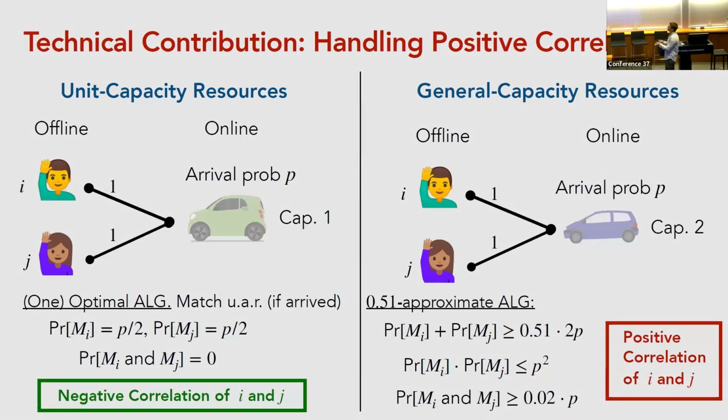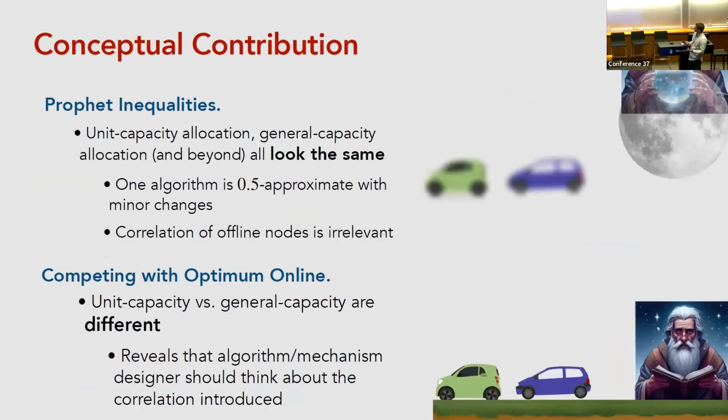And interestingly, half is exactly the threshold where you need to have some positive correlation in order to say something for general capacities. So this brings me to what I view as the conceptual contribution of this work. When we think about what was known for this problem from the prophet inequality standpoint, you can get 1/2 for unit capacities. You can get 1/2 for general capacities. You can even go beyond that to more general problems and get 1/2. All these problems look the same. The same algorithm can give a 1/2 approximation to the prophet, and you actually don't need to care at all about the correlation introduced in the offline node.